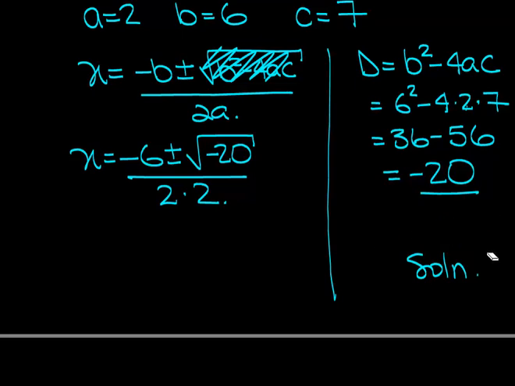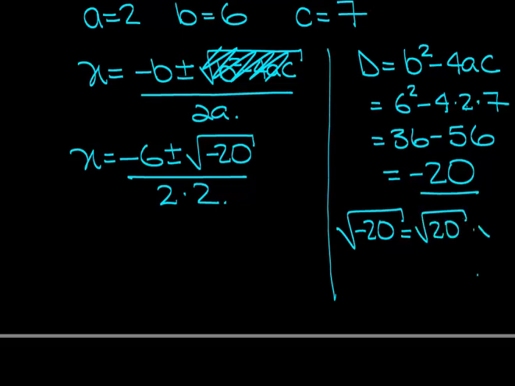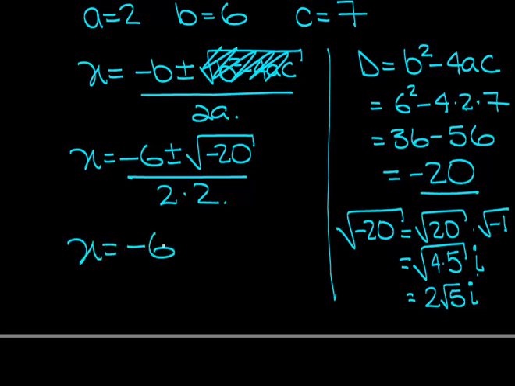So let's figure this out. Let's do square root of negative 20. That's the same thing as square root of 20 times square root of minus 1. Now 20 is not a perfect square, so ask yourself, can I write it as a product of two numbers where one of them is? It's 4 times 5i here. And square root of 4 is 2 square root of 5. So that's what we get. So let's do that. We get x is equal to negative 6 plus or minus 2 square root of 5i divided by 4.